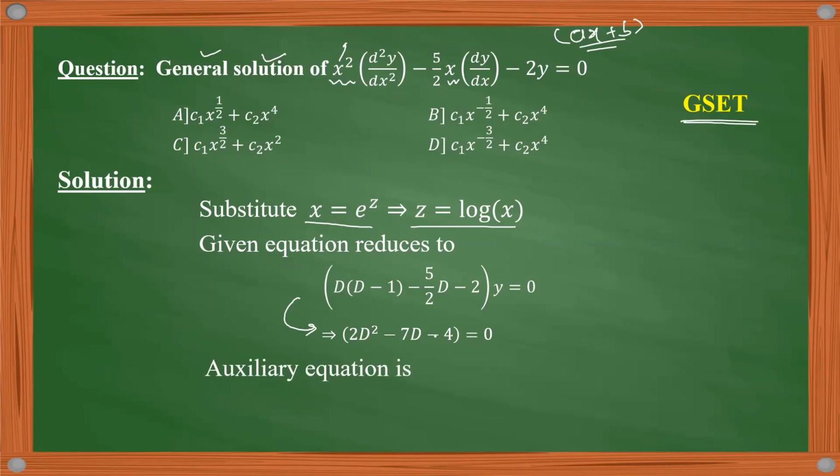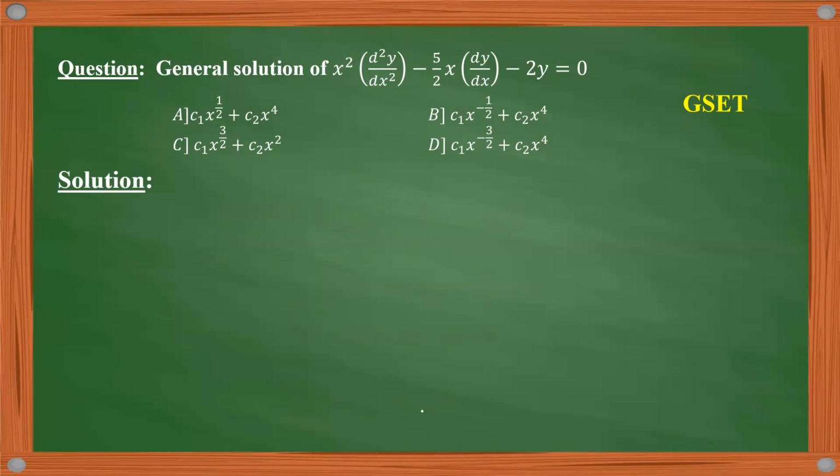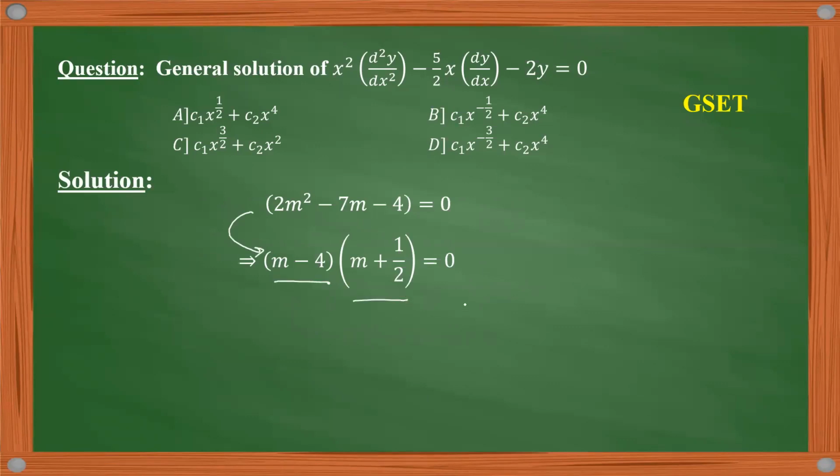So first we will find its complementary function, and for that we need to convert this equation into the auxiliary equation. So our auxiliary equation will be m square minus 7m minus 4 is equal to 0. Then just factorize this equation. So we get (m minus 4) into (m plus 1 half) is equal to 0. So the roots of this auxiliary equation are 4 and minus 1 half. So these are real and different roots, so it comes under our first case.